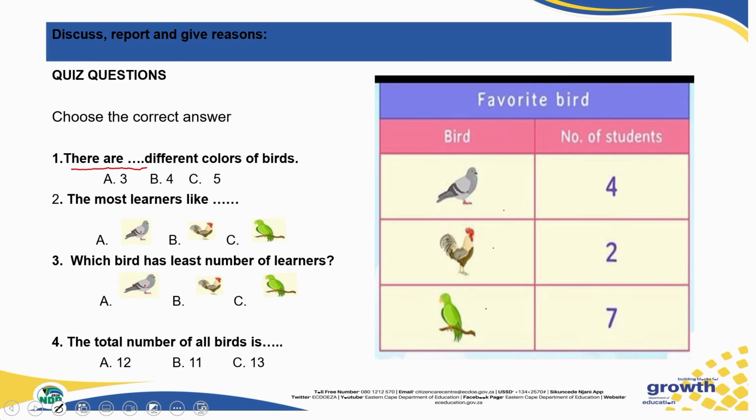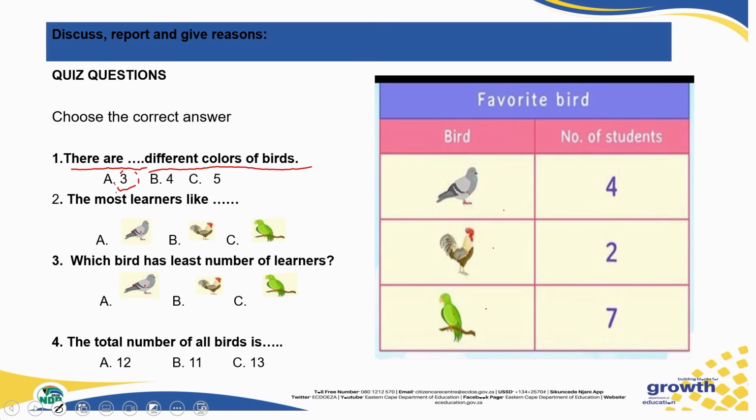There are different colors of birds. Now you have to fill in the number of birds, the different colors of birds that we have collected. How many are they? Is it A, 3, B, 4, C, 5? Correct, grade ones, you are doing well. The correct answer is A. We have collected 3 types of birds. Let me remind you, 1, 2, 3 types of birds. You are doing okay.